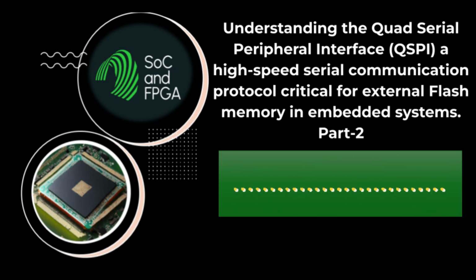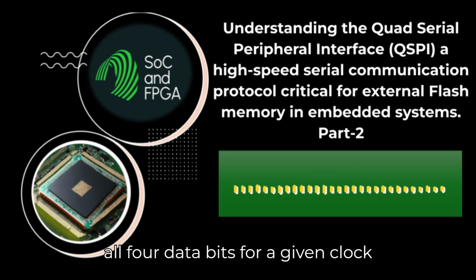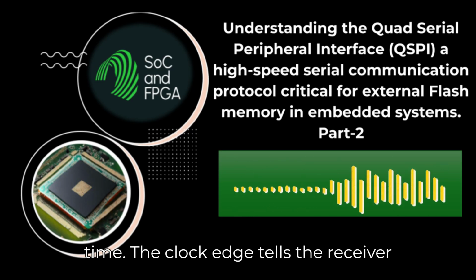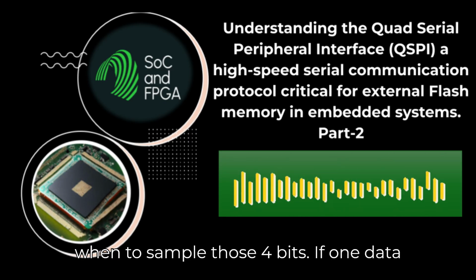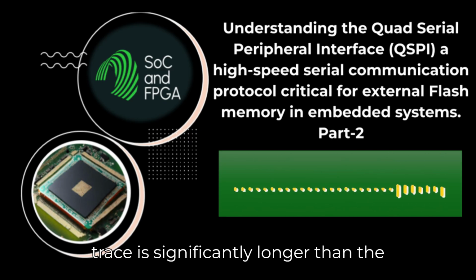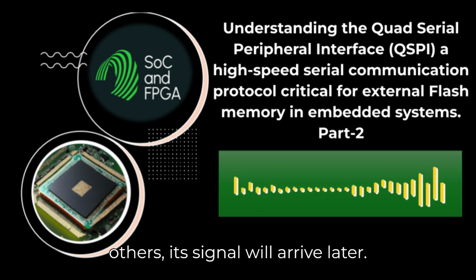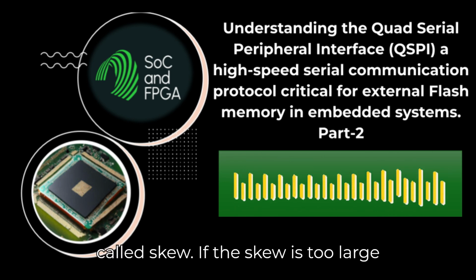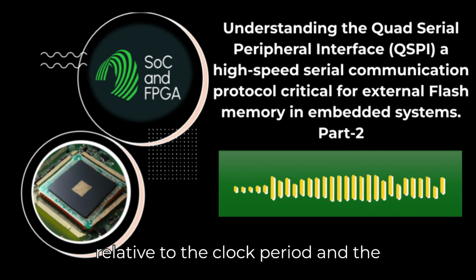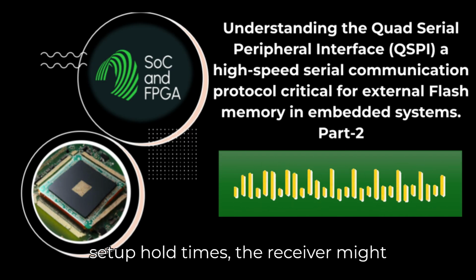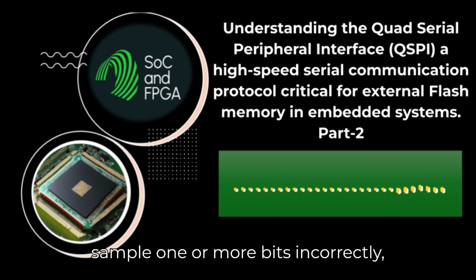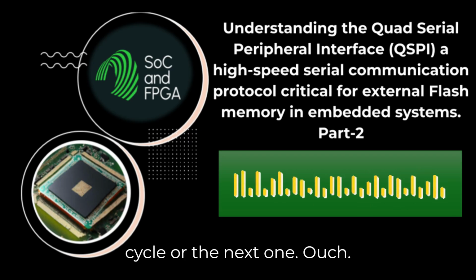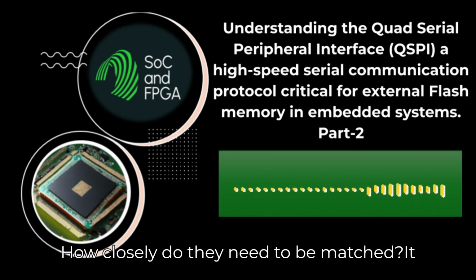Because in quad mode, all 4 data bits for a given clock cycle are being transferred at the same time. The clock edge tells the receiver when to sample those 4 bits. If one data trace is significantly longer than the others, its signal will arrive later. This difference in arrival times is called skew. If the skew is too large relative to the clock period and the setup and hold times, the receiver might sample 1 or more bits incorrectly, capturing the value from the previous cycle or the next one. Ouch. How closely do they need to be matched?